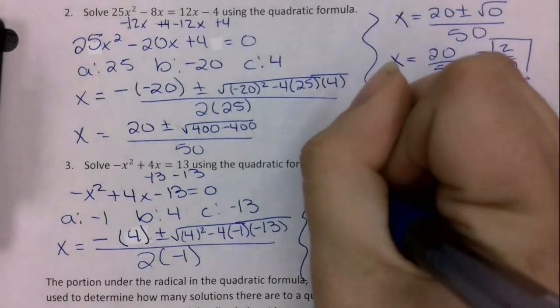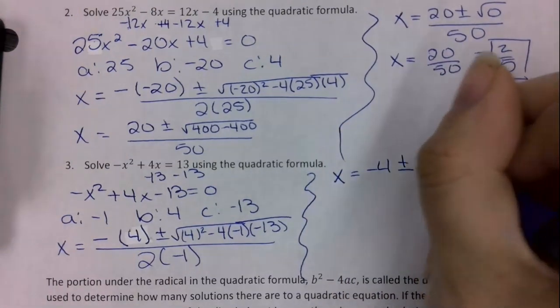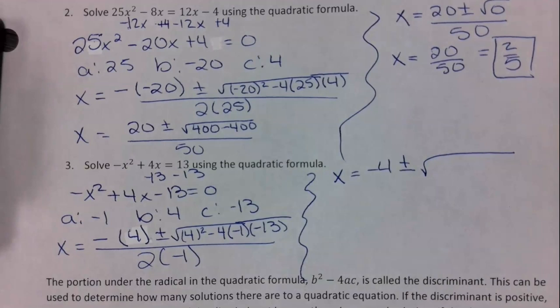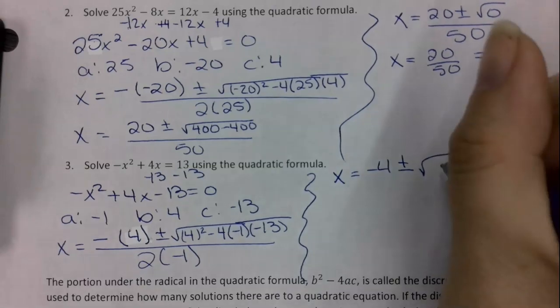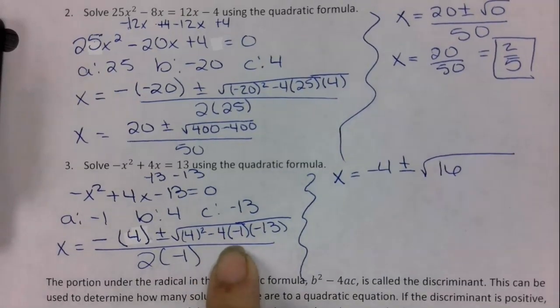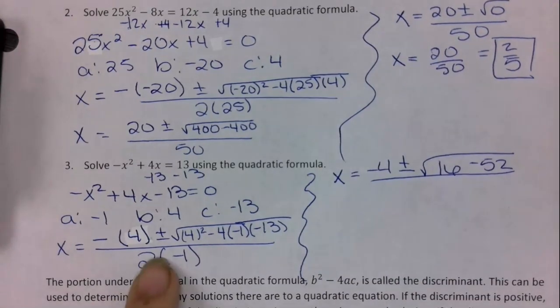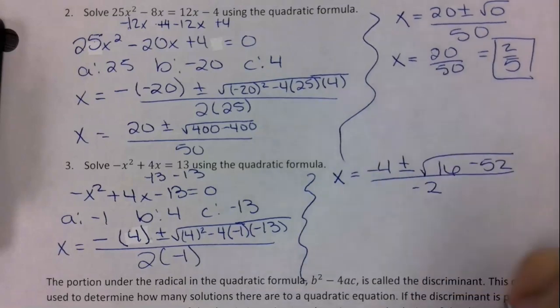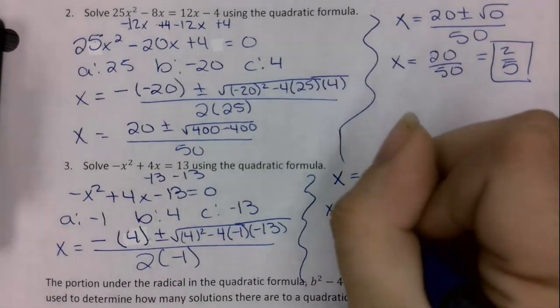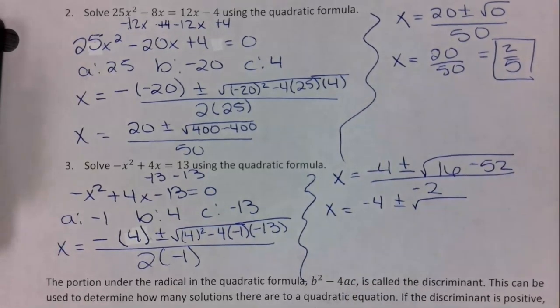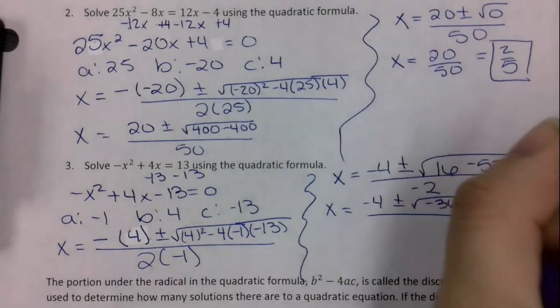Okay, so then I can simplify. So I have x equals negative 4 plus or minus the square root of 4 squared, and negative 4 times negative 1 times 13 gives negative 52 inside. Over 2 times negative 1. Okay, so then I get x equals negative 4 plus or minus the square root of negative 36, over negative 2.